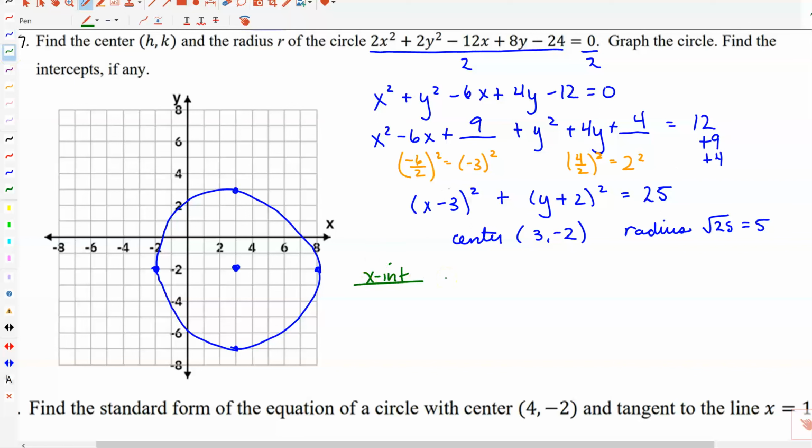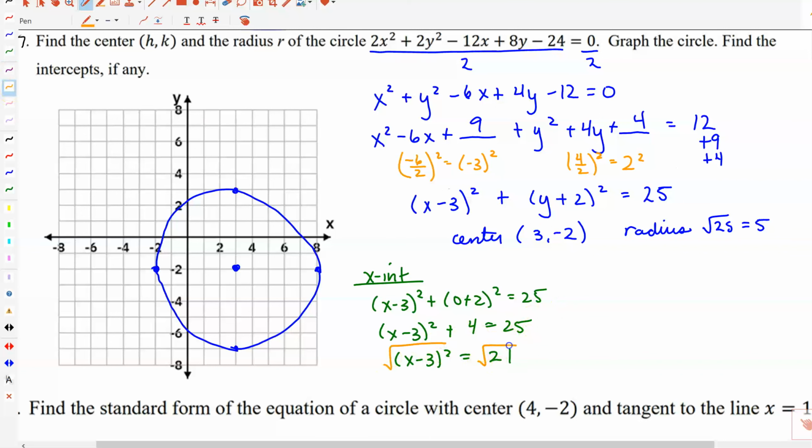So for our x-intercepts, we're going to let y be 0. You could do it in the original problem, but I'm going to use this new standard form I came up with. So x minus 3 squared plus (0 plus 2) squared is equal to 25. Alright, so I'll get x minus 3 squared plus 2 squared, which is 4. So x minus 3 squared, I'll subtract the 4 from both sides and get 21.